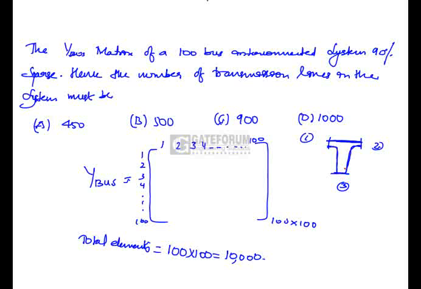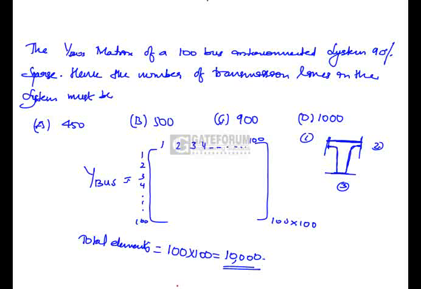See here, a transmission line is an interconnection between two nodes. We can treat each bus as a node, so it is an interconnection between two nodes. Okay, out of these 10,000 elements, 90% is sparse. That means only the remaining 10% has non-zero elements.